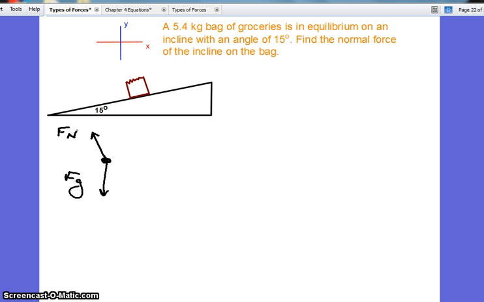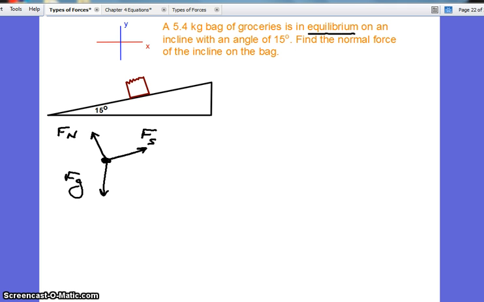And we have friction preventing it from sliding down the incline. So the friction is going to be parallel to that incline. It does not tell us whether or not it is moving. It could be either at rest or moving at a constant velocity. Being a bag of groceries, however, I'm going to assume that it's not moving, so I'll label this as static friction. But it doesn't really specify.